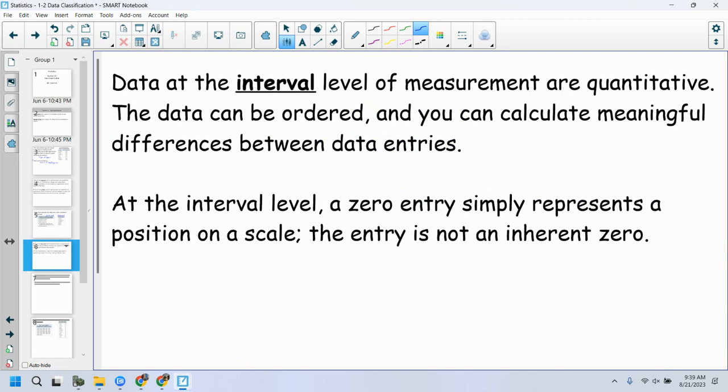The next one is the interval level. Data at the interval level is where we keep getting a little bit more descriptive with our decisions. Data at the interval level of measurement are quantitative. So this is where it drops qualitative. Now we're strictly quantitative data. So only numerical entries at this point. No more qualitative entries. The data can be ordered, and you can calculate meaningful differences between the data.